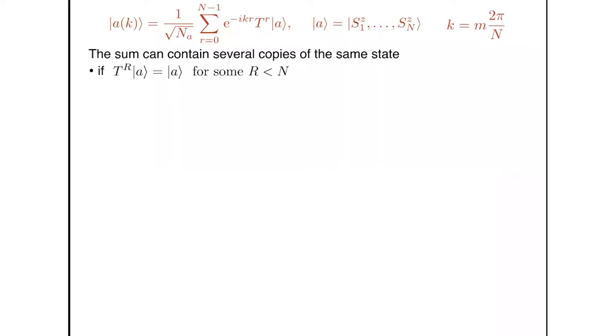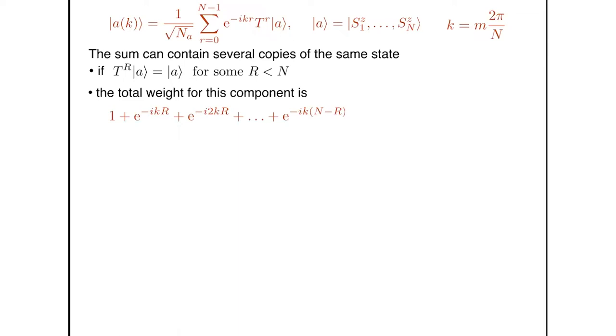So that's just repeating that. Well, so now let's look at this issue: if I really keep n always in the sum, even if the periodicity may be smaller than n, that will affect the normalization. So it can happen that if I translate r times, I come back to a. Of course, if I translate n times, I always come back to a, but it can happen for smaller r.